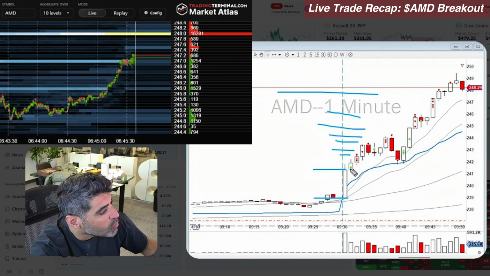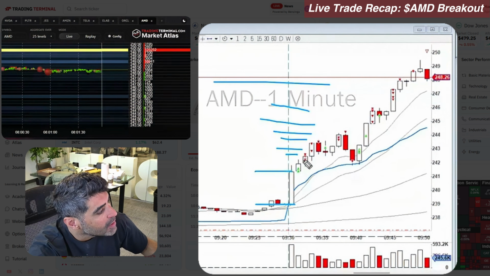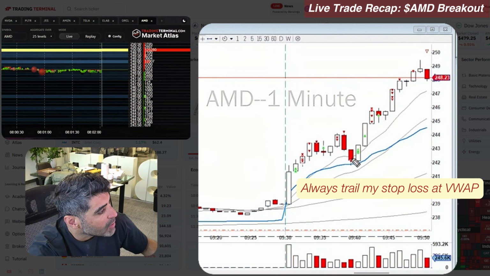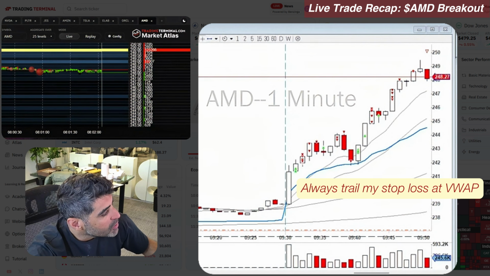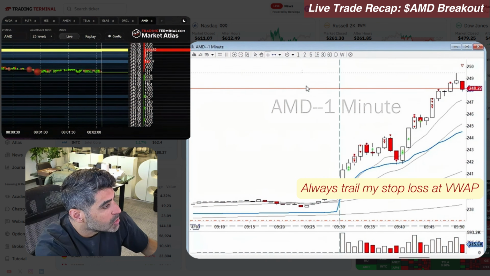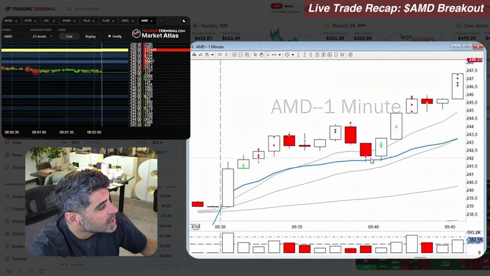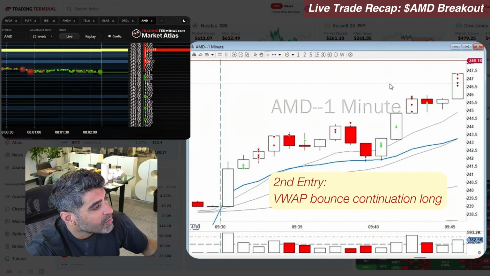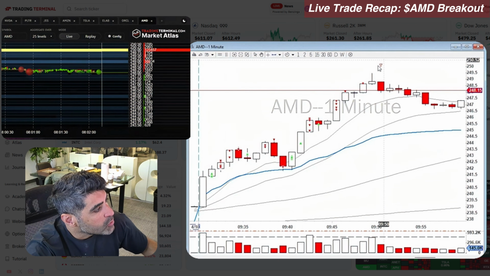So we went long on the 1 minute opening range breakout at 241. We got a really nice move up to 243. I added more, went back up to 244, and it came down to VWAP and I got stopped out. It came back up, bounced back from the VWAP. Let me show it to you here closer. So it went back up, I added at 242, 243, 245, all the way up to around 250.